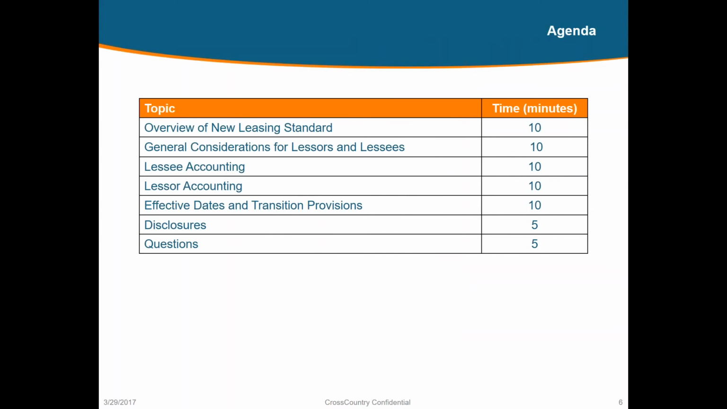Our agenda for today begins with an overview of the new leasing standards with a focus on the impact to the amounts and presentations in the financial statement. We'll then consider accounting matters that are common to both the lessor and lessee. We will then focus on the lessee accounting model, followed by the lessor model. And following this, we will discuss the effective dates and transition provisions, an understanding of which is key to an effective implementation plan. And finally, we'll discuss the enhanced disclosure requirements under the new standard.